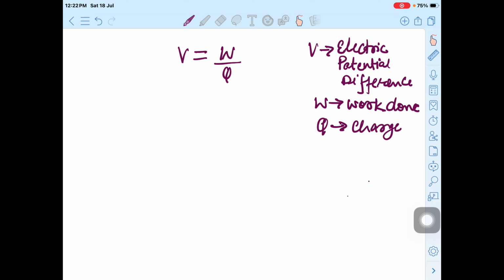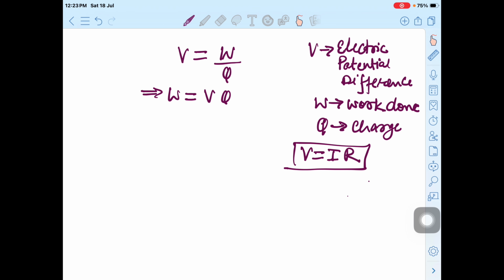Now, by transposing Q to the other side, we can write this formula as W = VQ. And in your previous classes, you must have studied Ohm's law. The Ohm's law formula was V = IR.